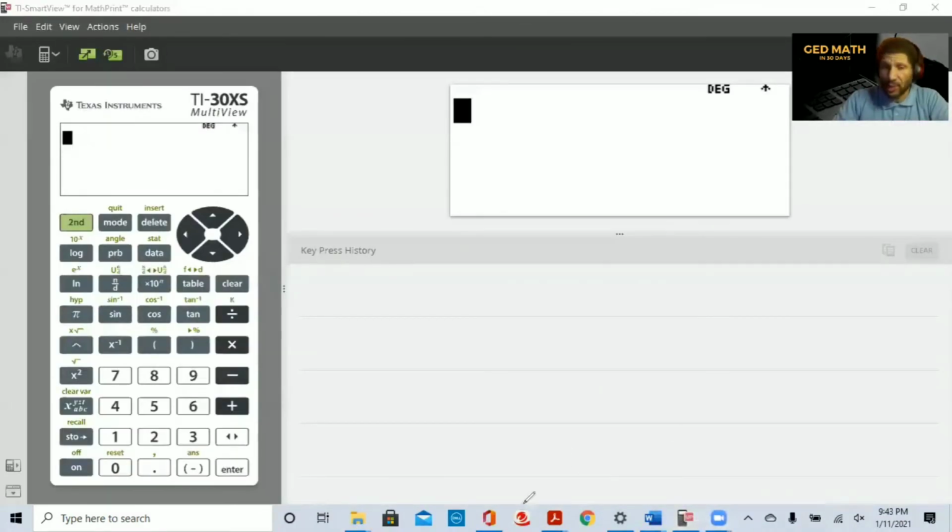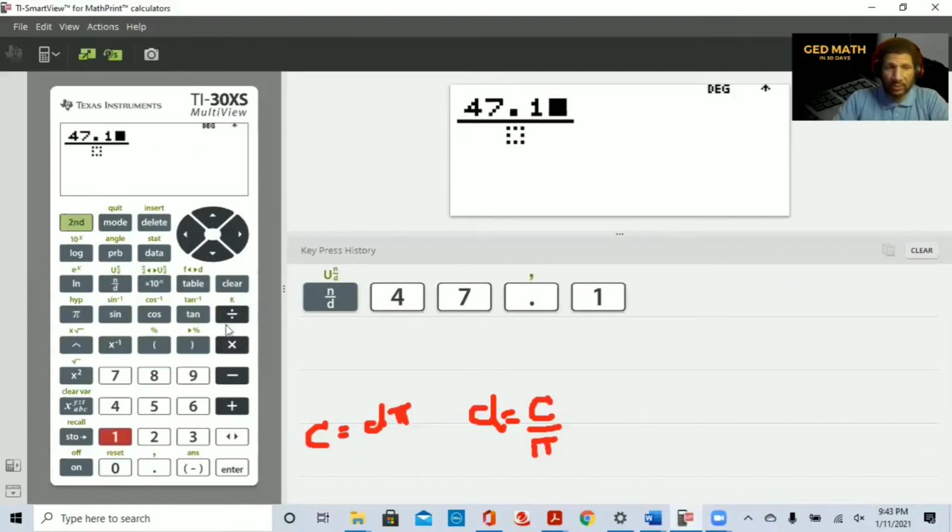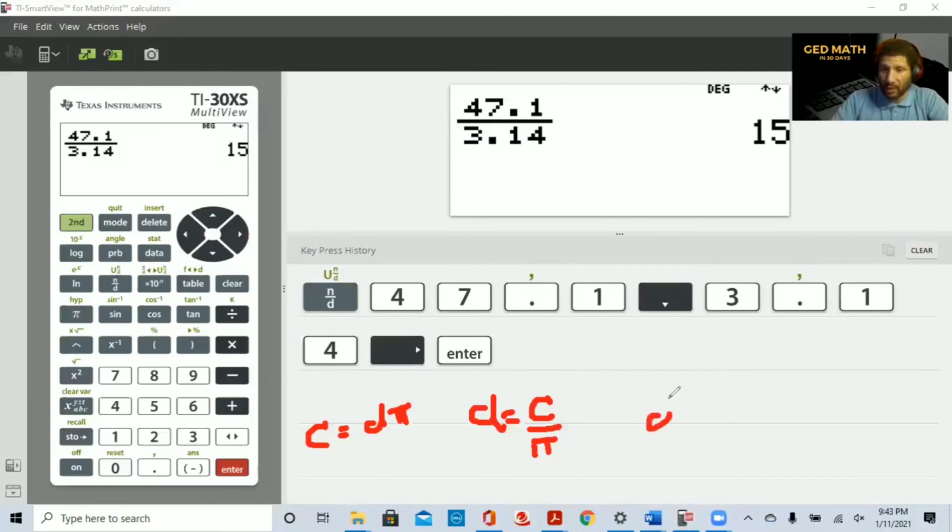Let's go back to our calculator. What we're going to remember is C equals D times pi. In order to solve for D, we have D is equal to C divided by pi. So we're going to go to our calculator and hit ND. Our circumference was 47.1, our pi is 3.14. Get out of my fraction. And then we have our D. Our D is 15, so our diameter is 15.